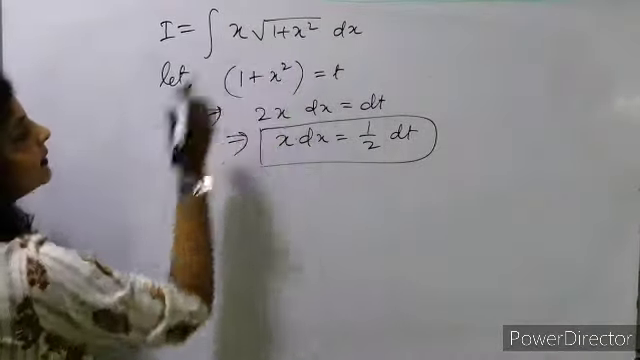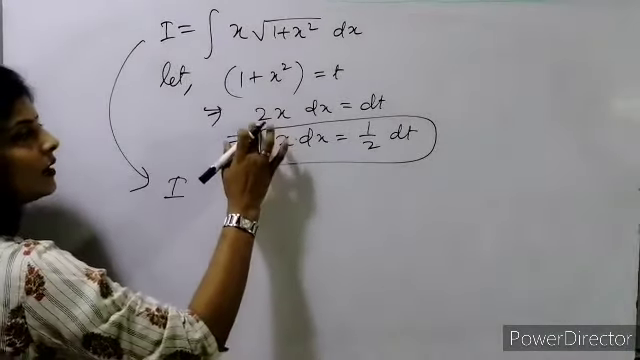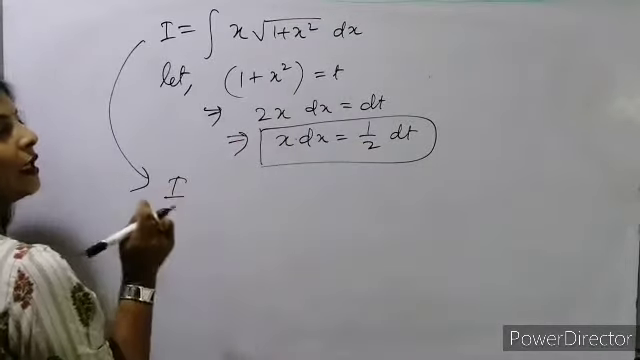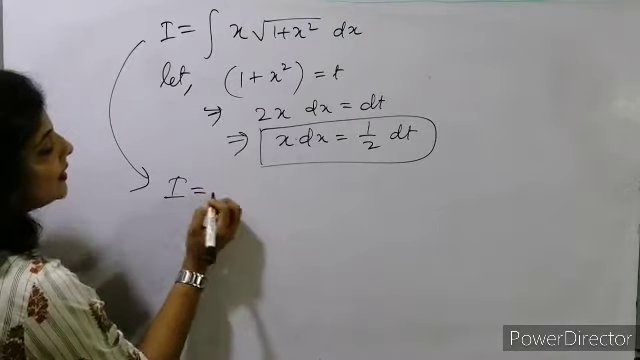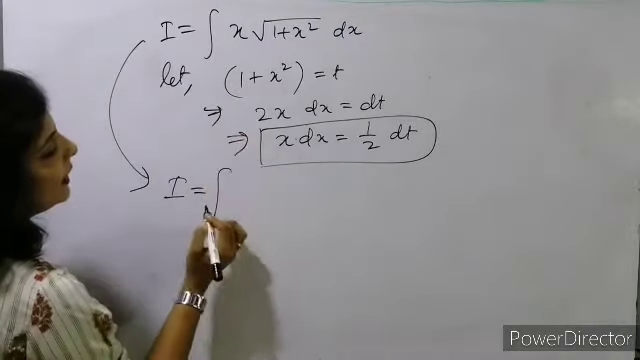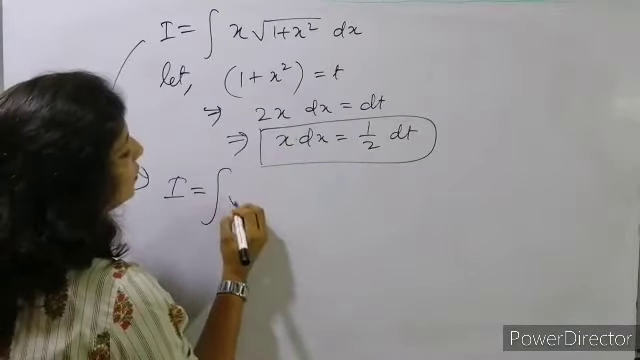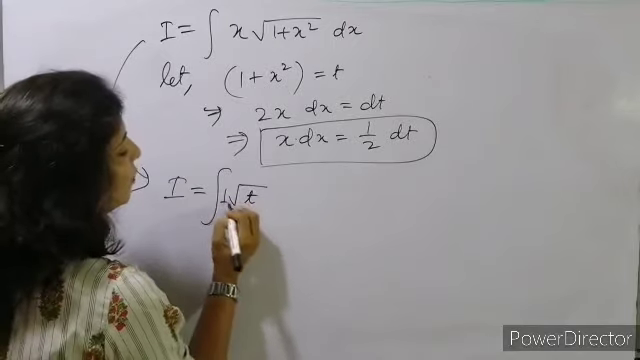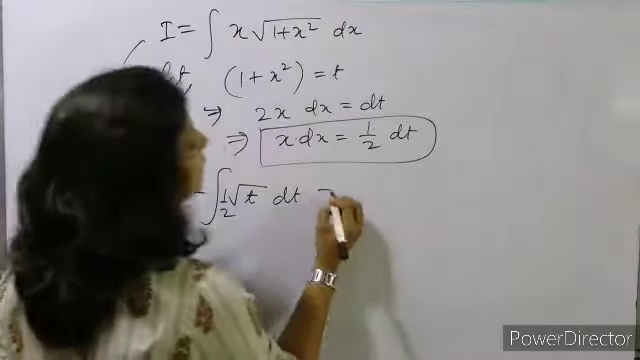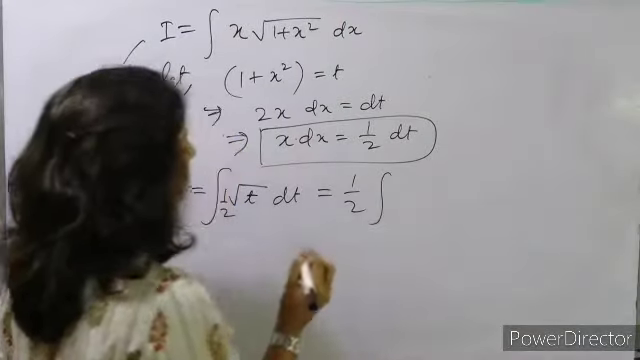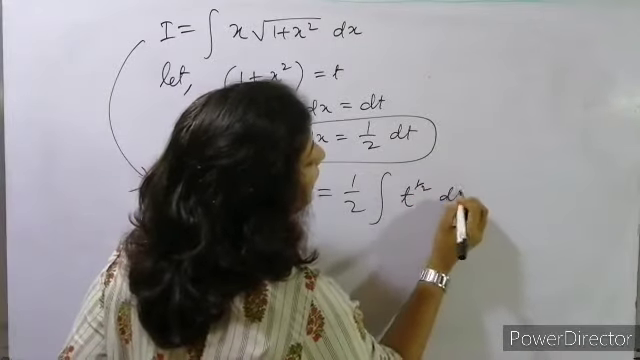Because here there is x and dx. So that's why we have just removed the 2 from here and put it here. So it will be 1 upon 2 dt. Okay. Now I will be equal to, when we put this value, what will be the value of I? This is t, so square root of t into square root of t, 1 upon 2 dt. So 1 upon 2 we will take common. Why? That is constant. And t to the power 1 upon 2 and dt.